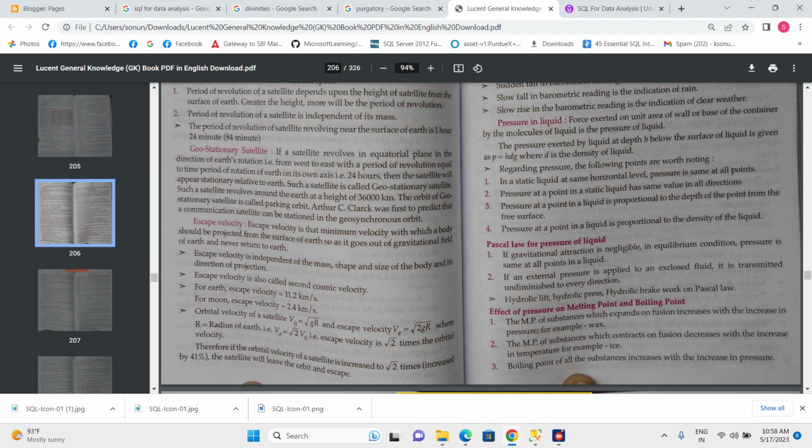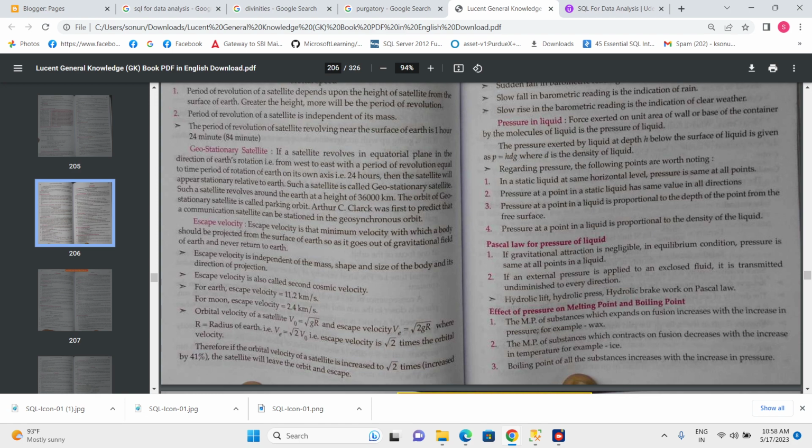Now the next point, such a satellite revolves around the earth at a height of 36,000 kilometers. So this is a very important point. What should be the height for a geostationary satellite? 36,000 kilometers. The orbit of a geostationary satellite is called the parking orbit.